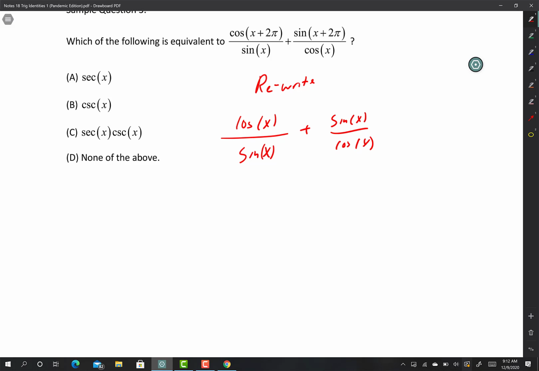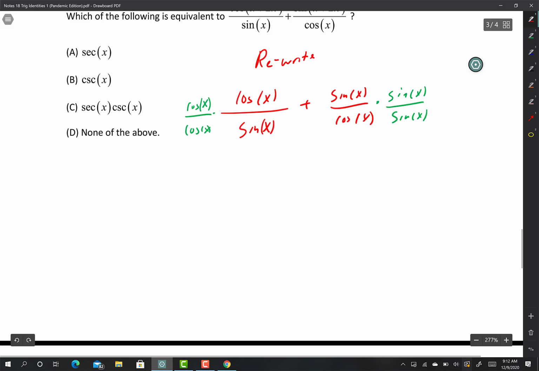All right, so now I have this. Now what? Well, I guess the next best thing is to find a common denominator. So I'm going to multiply this one by sine over sine. I'm going to multiply this one by cosine over cosine. So when I do that, here's what you're going to get. Cosine squared x over, I guess I'm going to write it as sine x cosine x, or cosine x sine x, plus sine squared x over cosine x sine x.